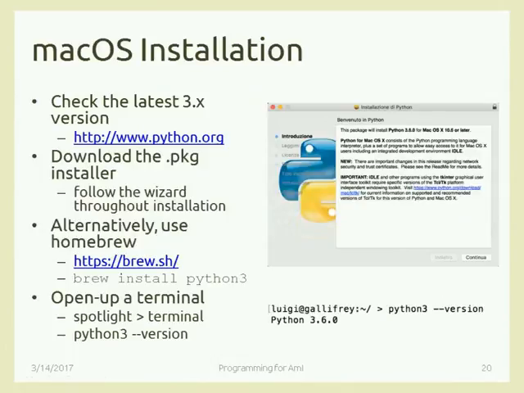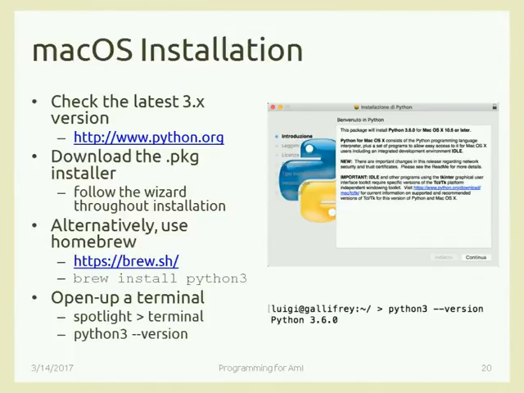On macOS, you should do the same thing if you want. Check the latest version on the Python website. Download the PKG installer. Double click on it. Next, finish. And you should have Python 3 installed. Alternatively, you can use Homebrew with the command brew install python3. If you know what Homebrew is, use it. It's better than the package installer.